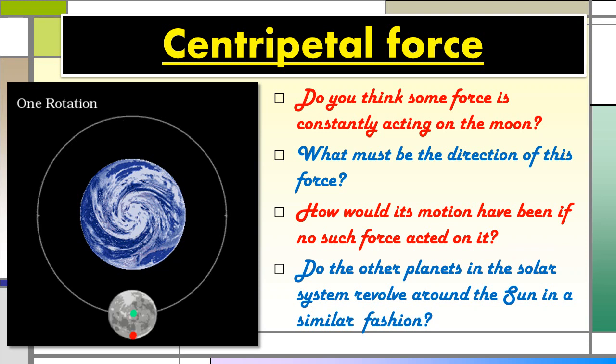So if gravitational force is not there, what happens? The moon will not revolve around the earth. But because gravitational force is there, the moon rotates around the earth in a circular path.